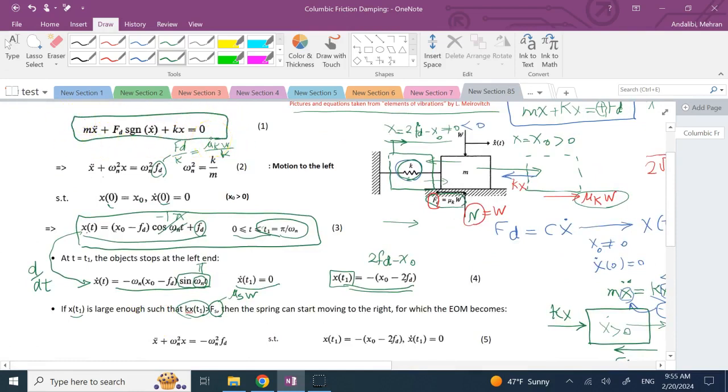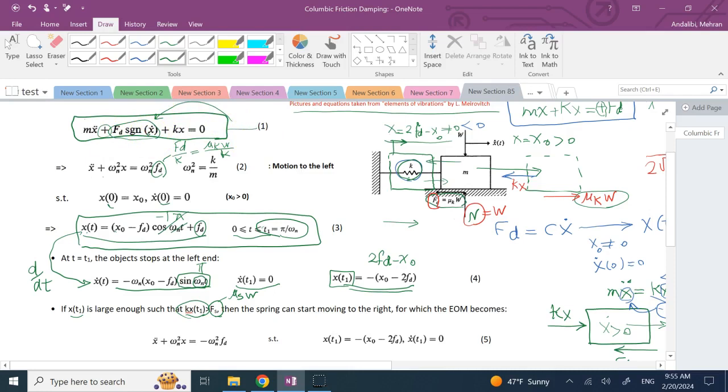So if you wondered where equation 1 comes from, that is for the fact that wherever the object moves, in which direction, the friction is opposite to that. So that's why here on the right hand side it is negative ft sine x dot. If you bring it to this side, it becomes positive ft sine x dot.